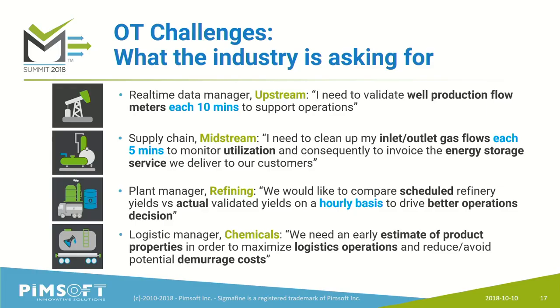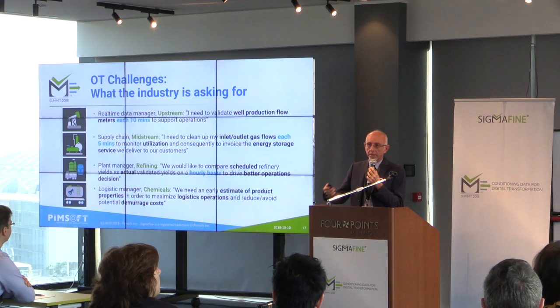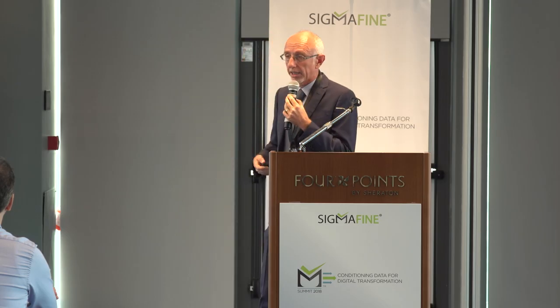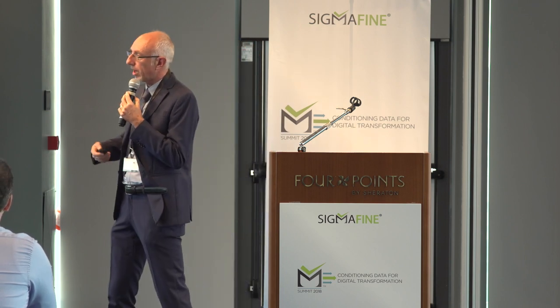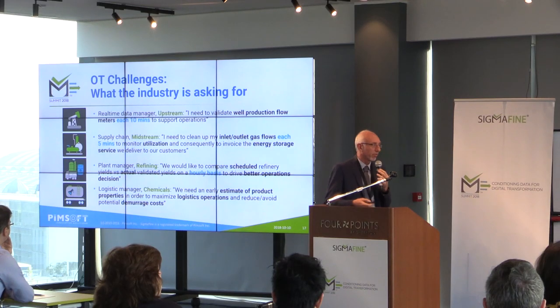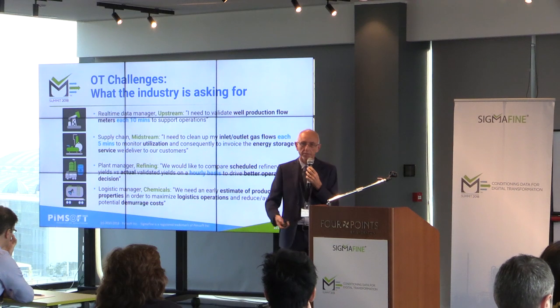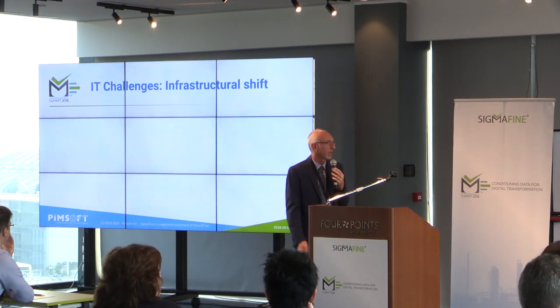And finally, there is another company in the chemicals. The logistic manager in this case is more interested in conditioning data in order to get a good estimation of the product qualities. Okay, you know that sometimes samples for the labs are taken every few days, but when they get the result, it's too late. So they want to have an estimate of these qualities. And therefore, in this case, Sigmafine runs at a higher frequency in order to get this estimate, in order to drive better operation decisions in the logistic chain.